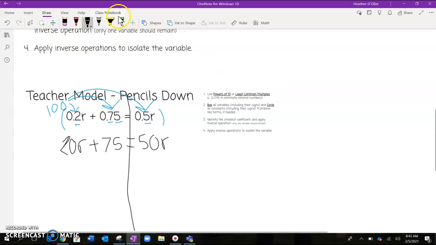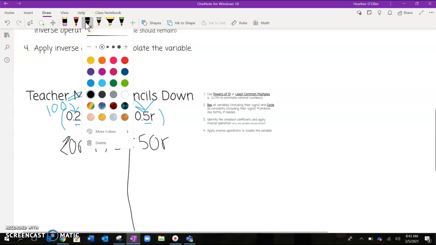I don't have decimals. If you feel really, really strong with decimals, you're like, Mrs. Doley, this is dumb, I don't want to do it that way. That's your decision. I'm just showing you one way that you could eliminate this.